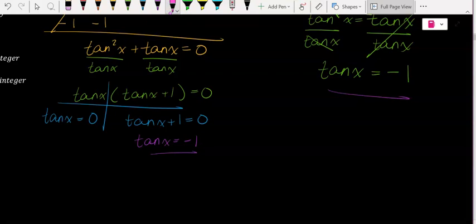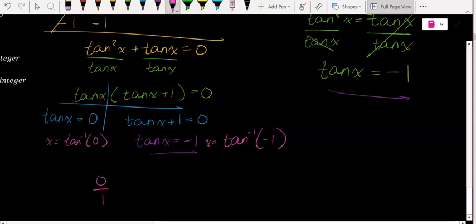So now what I'm solving for is when is x going to get me my tangent inverse is equal to 0? And when is my tangent inverse going to be equal to negative 1? Well, tangent is equal to 0. That's going to be when I get 0 over 1 for my sine over cosine. So sine is equal to 0, cosine is equal to 1, or sine is equal to 0, and cosine is equal to negative 1. Where does that happen? That happens at 0 and pi.